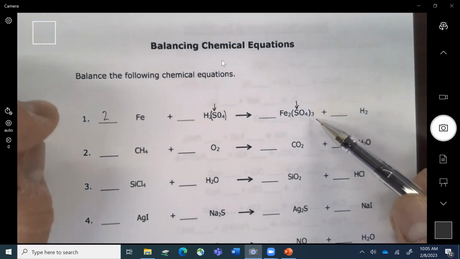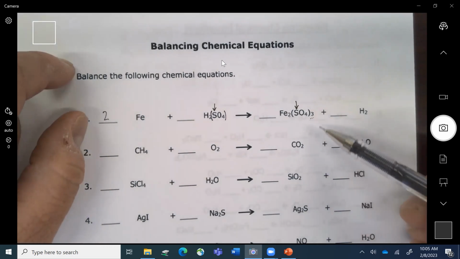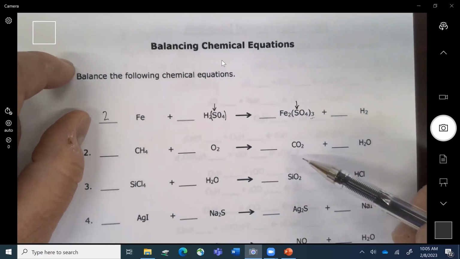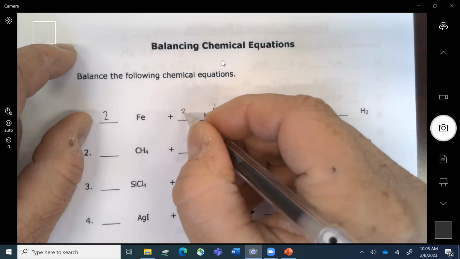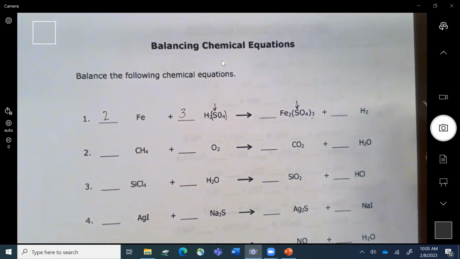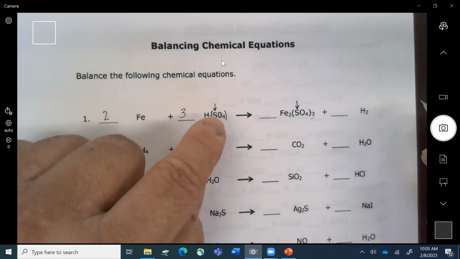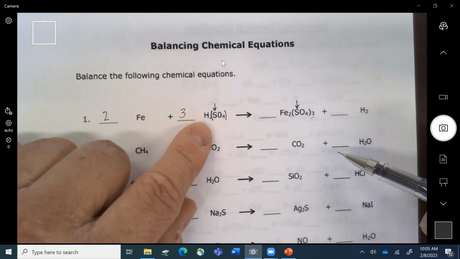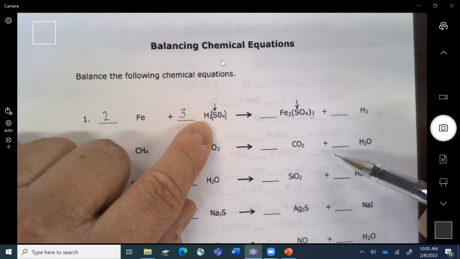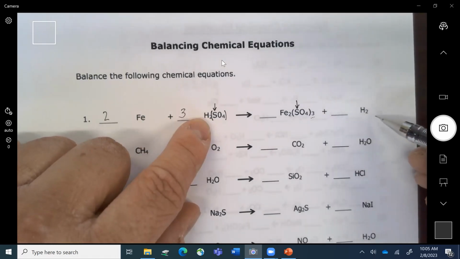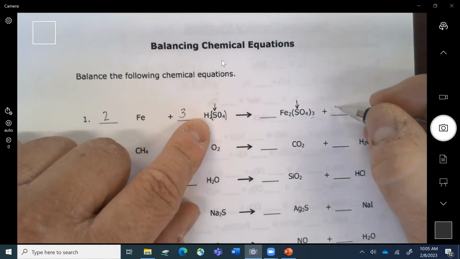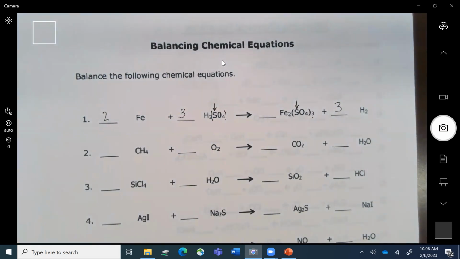Now that the iron is balanced, I look at sulfate. I have 3 here, 1, 2, 3. So how do I get 3 over here? Well, put a 3 there. Now iron's balanced, sulfate's balanced. Now look at my H2. How many hydrogens do I have here? I have 3 times 2 is 6. How many do I have over here? 2. Well, how do I get this to 6? Multiply it by 3. So you put a 3 there. That is fully balanced now. Does that make sense? I hope so, yes. Okay.